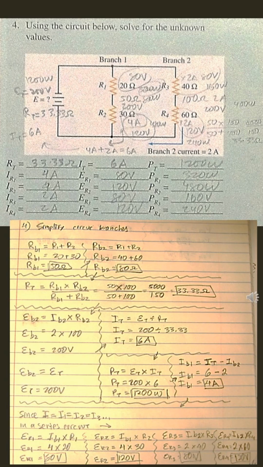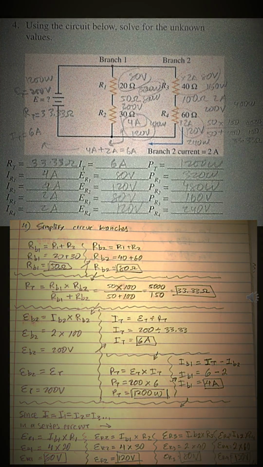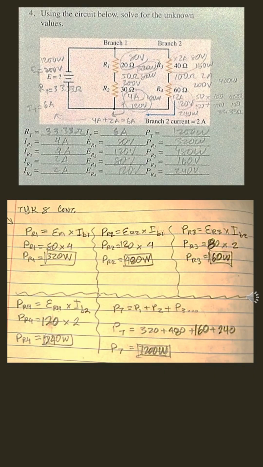And lastly, we do the same thing for the voltage drop at resistor 4, which equals the current at B2 times the resistance value of 4. And we have 2 amps times 60 ohms, or 120 volts. We continue with the power at R1. We find that out, which is the voltage drop at R1 times the current at B1, or 80 volts times 4, is 320 watts.